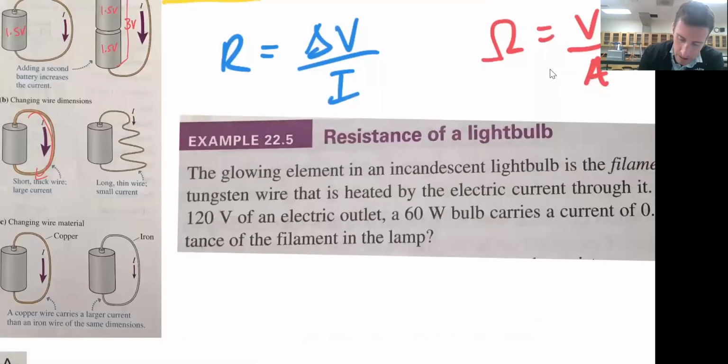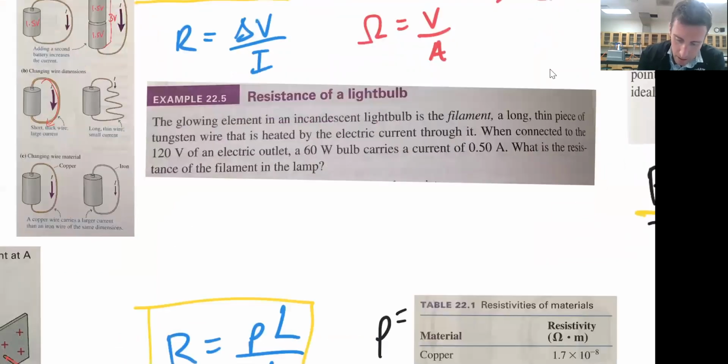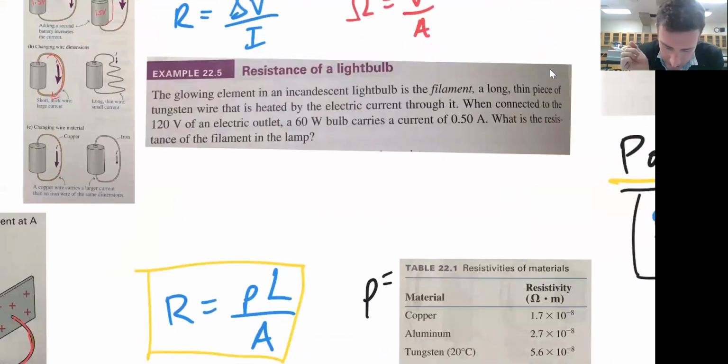All right, so let's look at the resistance of a light bulb. The glowing element in an incandescent bulb is the filament, a long, thin piece of tungsten wire that's heated up by the electrical current through it. When connected to 120 volts of an electrical outlet, a 60-watt bulb carries a current of 0.5 amps. What is the resistance of the filament in the lamp?